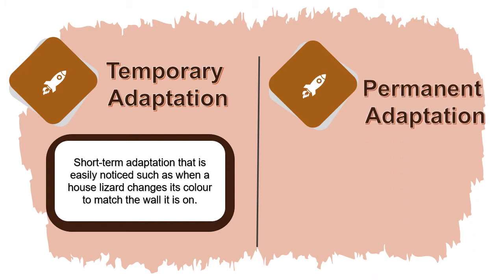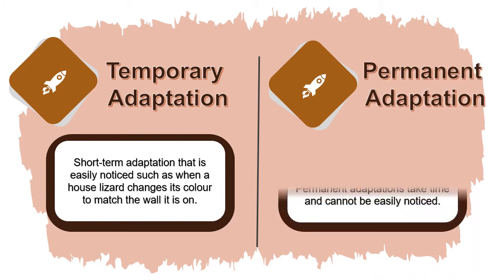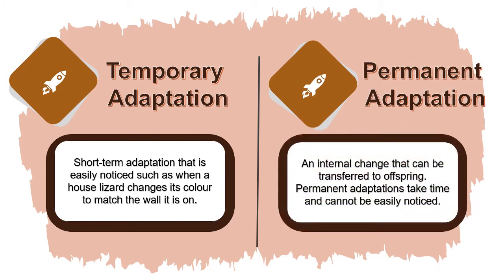Second is the permanent adaptation. This is an internal change that can be transferred to offspring. Permanent adaptations take time and cannot be easily noticed.